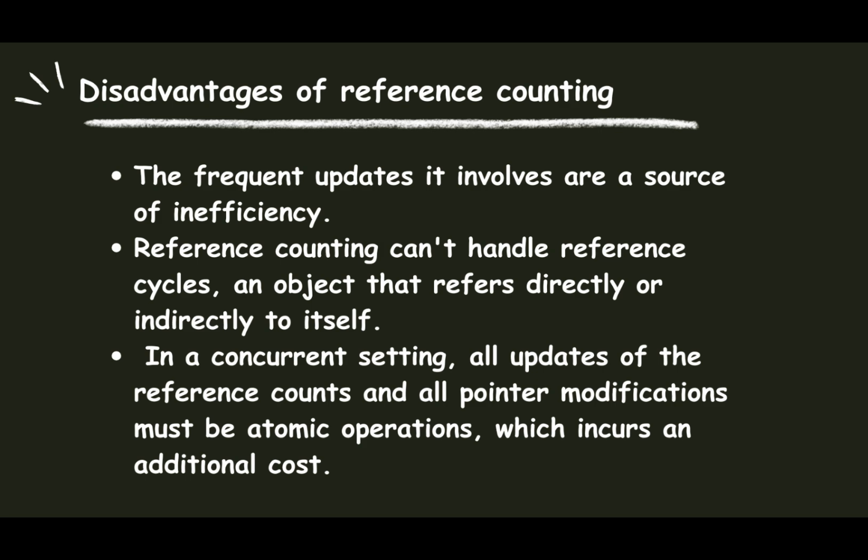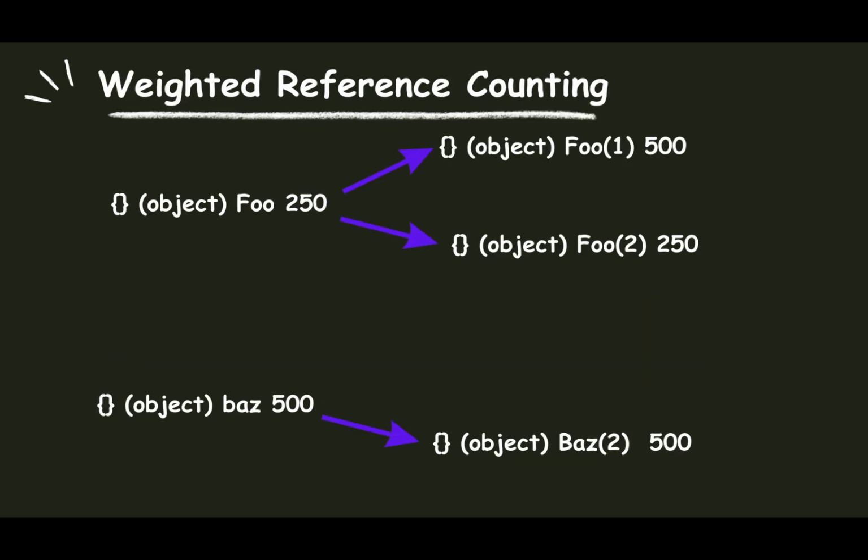Secondly, reference counting can't handle reference cycles, where an object refers directly or indirectly to itself. A mechanism relying purely on reference counts will never consider cyclic chains of objects for deletion, since their reference count is guaranteed to stay above 0. Methods for dealing with this issue exist, but can also increase the overhead and complexity of reference counting. Thirdly, in a concurrent setting, all updates of the reference counts and all pointer modifications must be atomic operations, which incur an additional cost. So let's look at some implementation strategies of reference counting garbage collectors, starting with weighted reference counting.